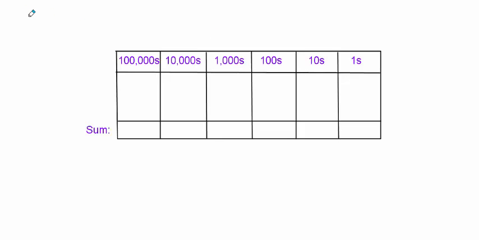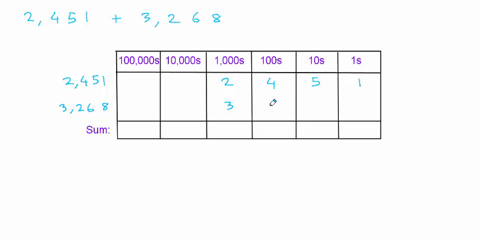Let's say we want to add the numbers 2451 with 3268. I'm going to go ahead and break down each one of the numbers, starting with 2451, into its thousands, 2000, hundreds, 400s, tens, 50 means 5 tens, and 1 ones, and do the same with the other number I have, 3268, and just start adding from the right.